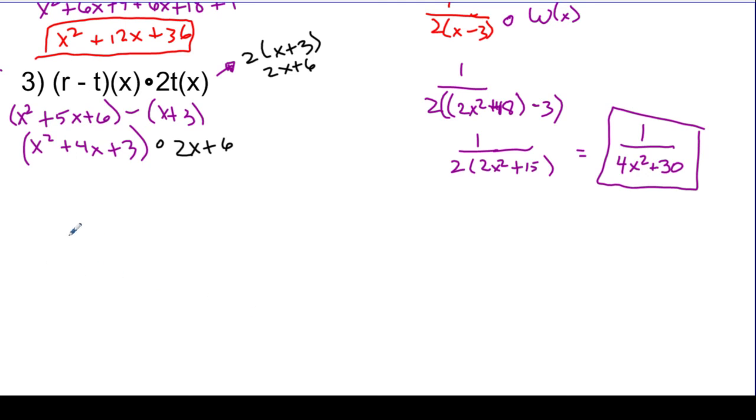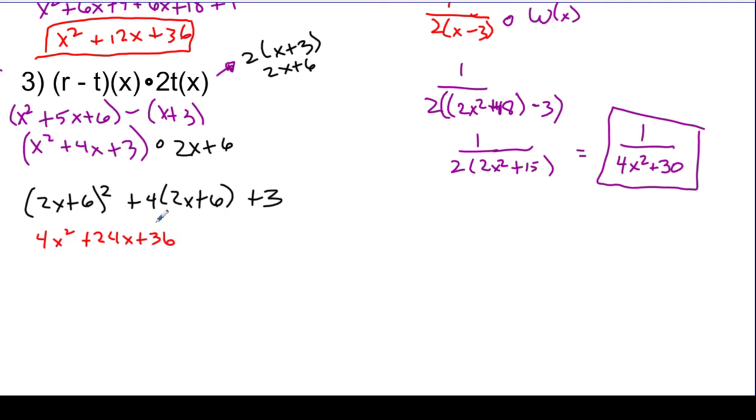Okay, so let's move down. I'm going to take the 2x plus 6 and plug it in right here and right there. It's going to look like 2x plus 6 squared plus 4 times 2x plus 6 plus 3. Okay, so again, we have to go through the process of FOILing. This turns into 4x squared plus 24x plus 36.